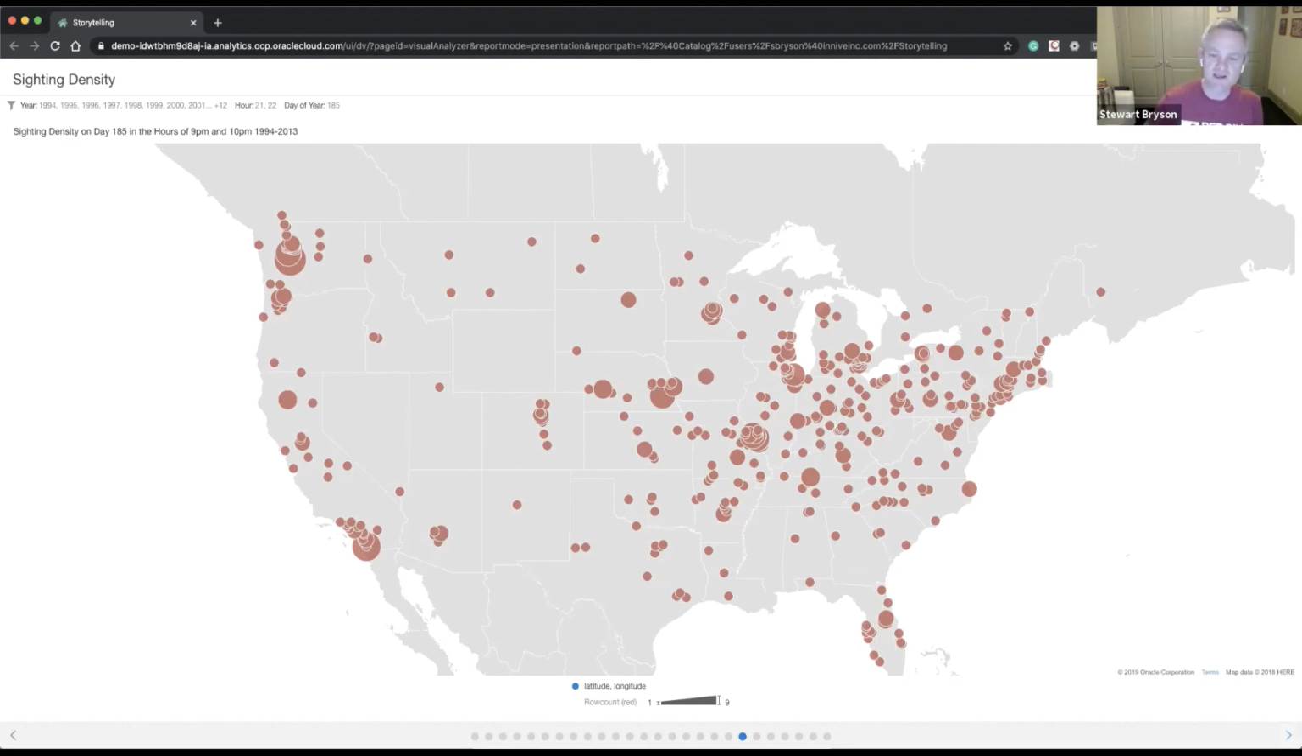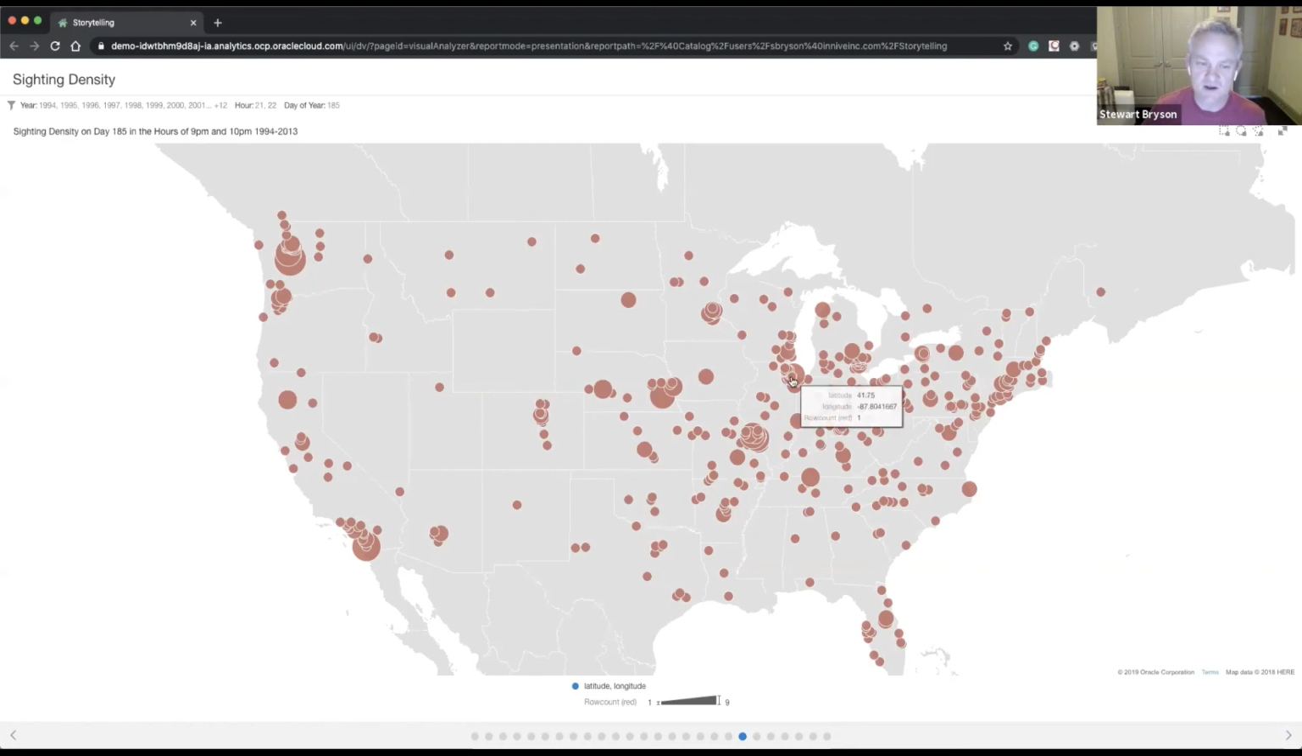So what's really interesting is the sighting density on day 185. So again, we're in the modern period. We're still drilling down further and further as we go. So everything we're looking at is the 4th of July. We're looking at between the hours of 9 and 10, those interesting hours we had, and in the modern period. So this is the sighting density.